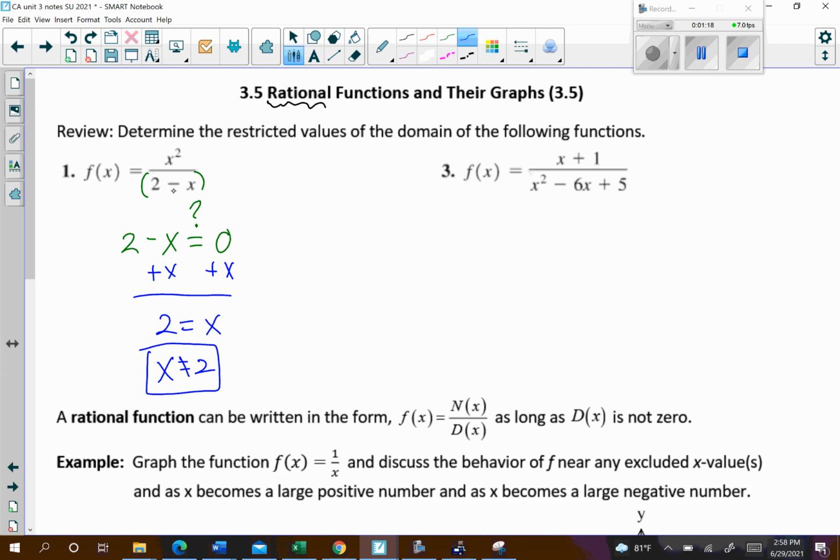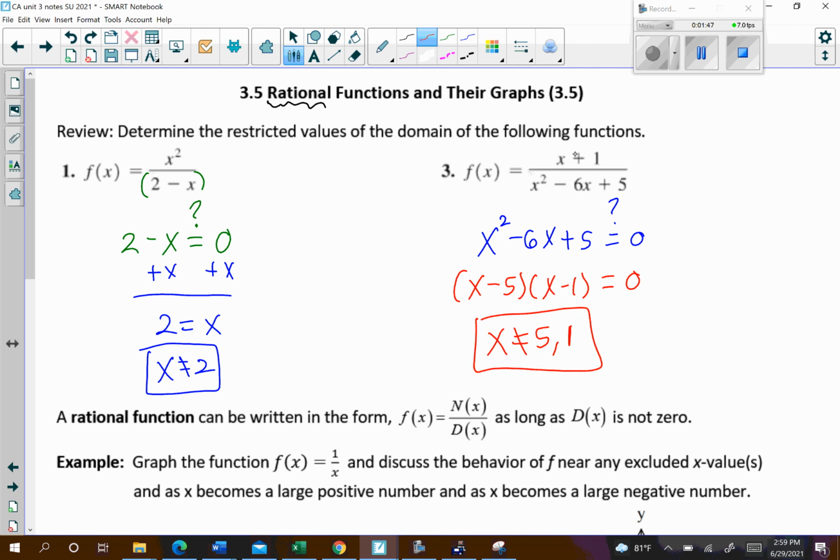Okay, on number 3, same idea. We'll take the denominator and set it equal to 0. We want to know what would make it equal 0, and we're going to stay away from that. This factors pretty easily into x minus 5, x minus 1. So the restricted values would be, we don't want x to be 5 or positive 1. Either one of those would cause the function to be undefined. Now, why is that important? It's because when we graph it, we can't graph those values. Anyways, it's just a preview to get us ready, and a little bit of a review.